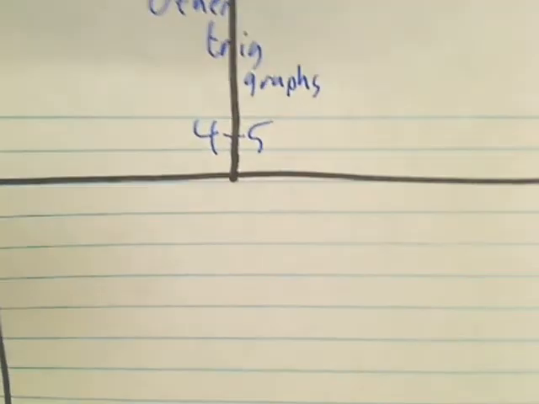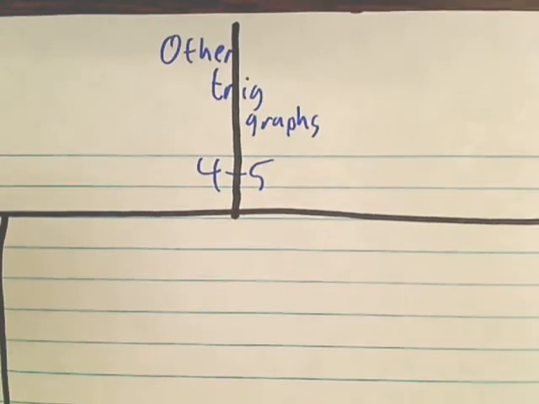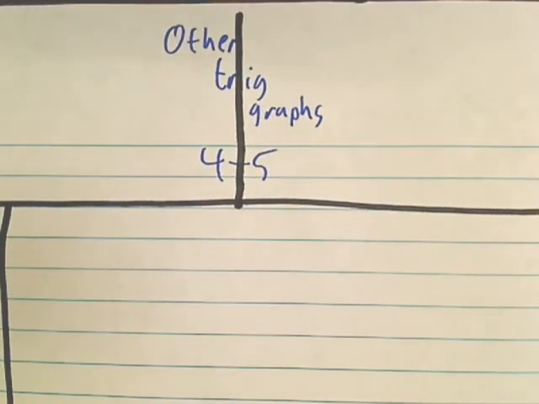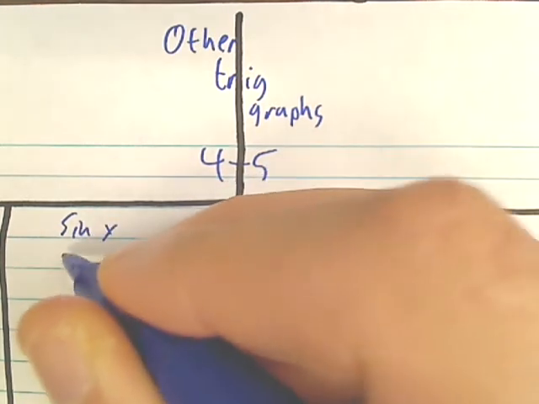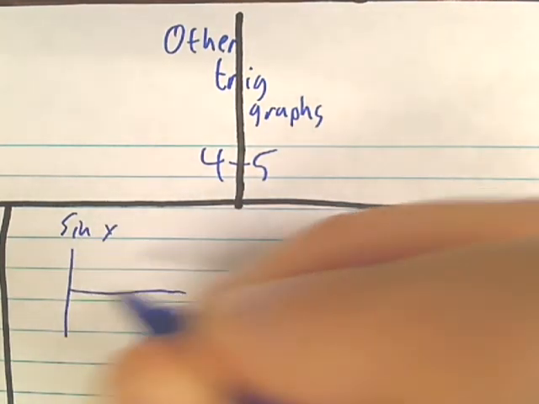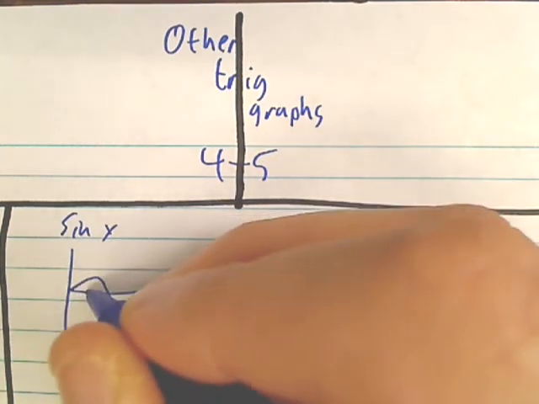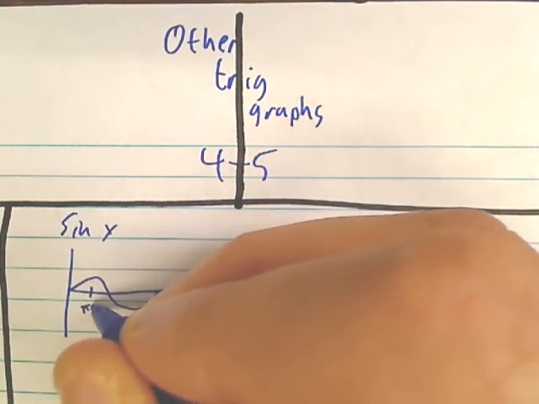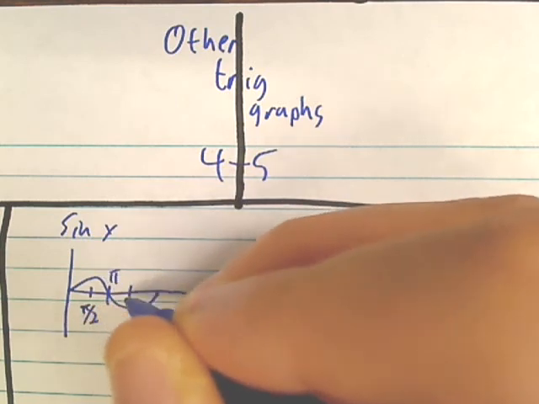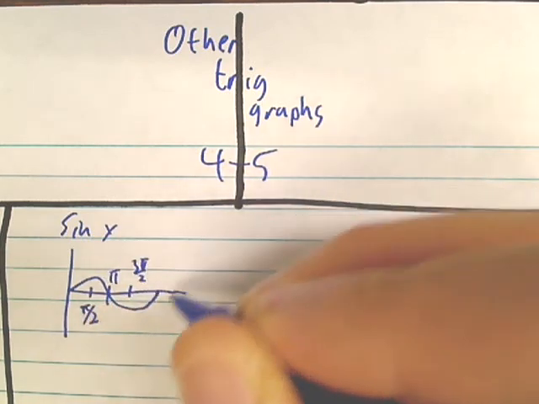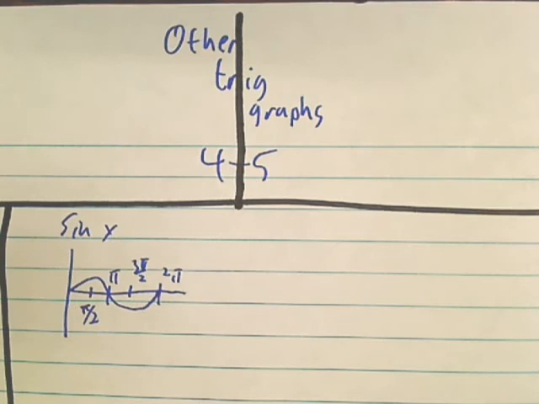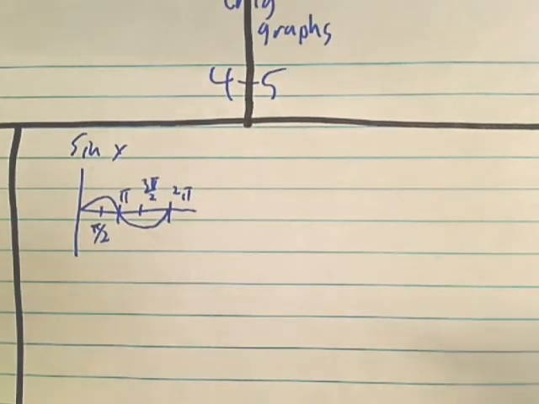First off, let's look at sine and cosine because we're going to need to use them to find the other graphs. So sine. And hopefully by now you've drawn this about 100,000 times. So there's 0, there's pi over 2, there's pi, there's 3 pi over 2, and there's 2 pi. I wish I'd drawn that a little bigger, but I think it'll suffice.